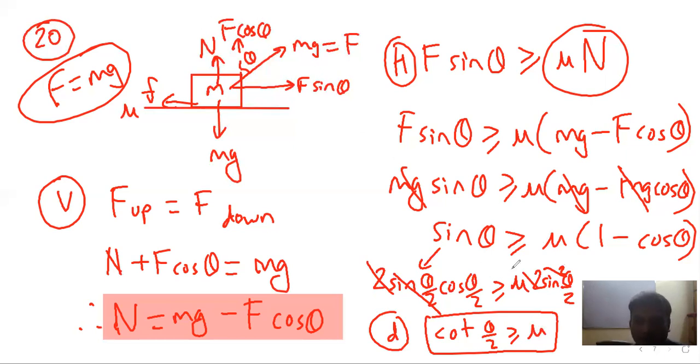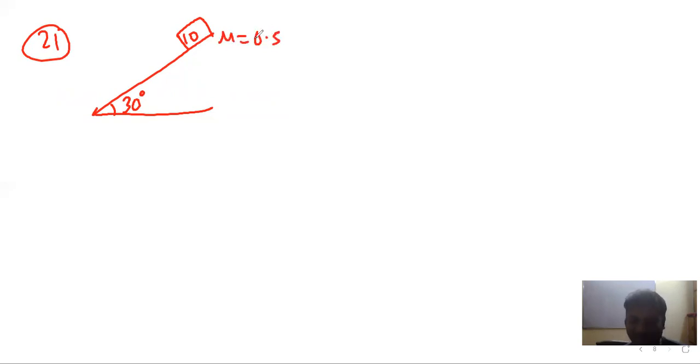Now, let us move on to the next question, which is question number 21. In question number 21, we are given a body of mass 10 kg, which is lying on a horizontal rough surface. So we have an inclined plane. The angle of incline is 30 degrees as per the given question. There is a body of mass 10 kg lying on this inclined plane. The coefficient of friction is mentioned as 0.5. In this case, we have to find the minimum required pull force to take the body up the incline.